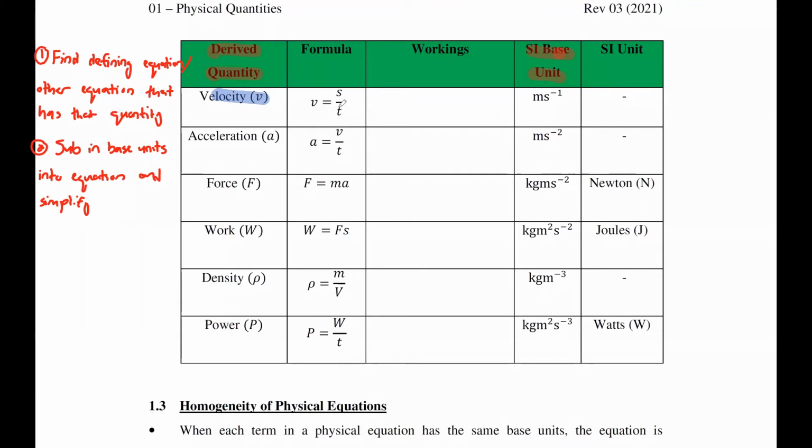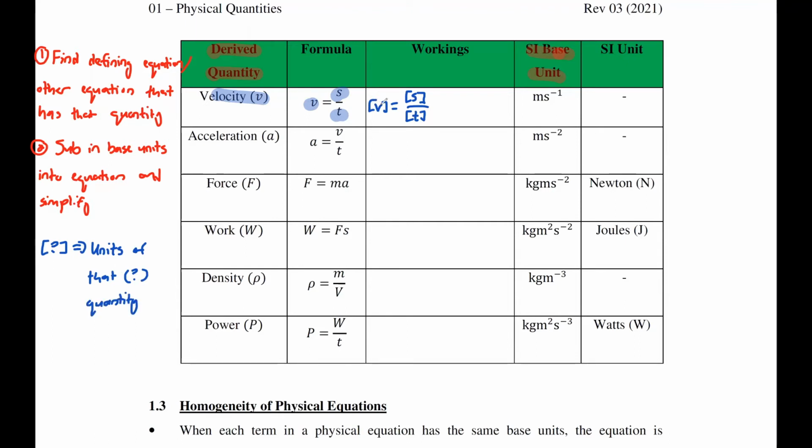Now, velocity, you know that is defined as distance over time. So the unit of velocity will be the unit of distance divided by the unit of time. When you see a square bracket around a certain physical quantity, it means you are referring to the units of that quantity.